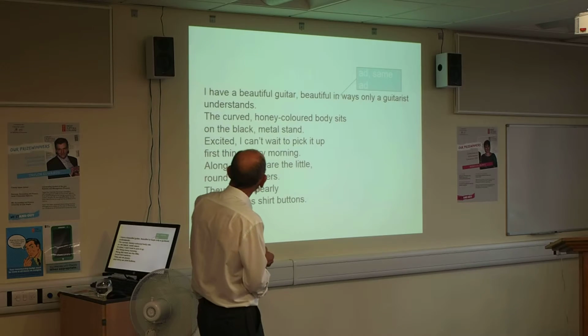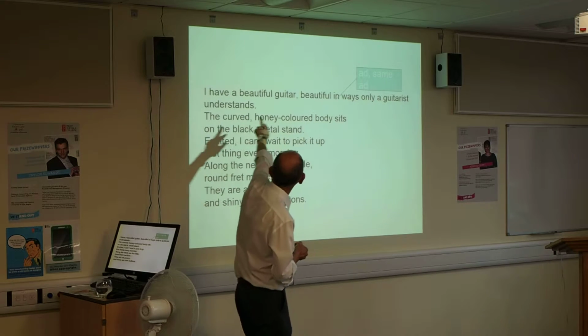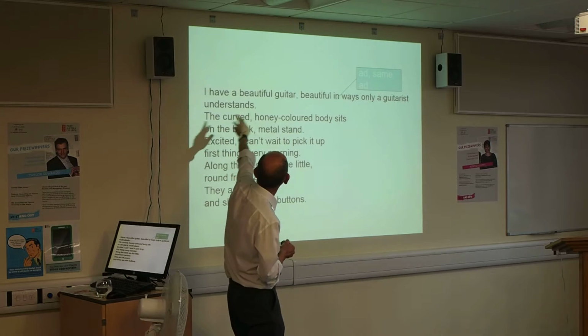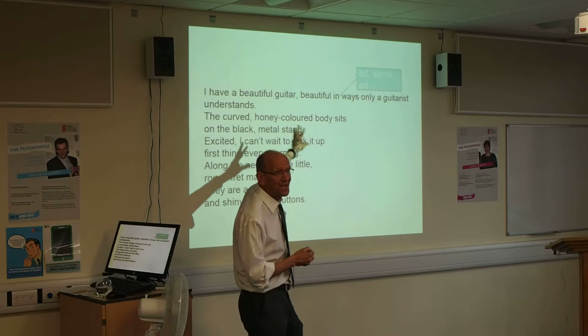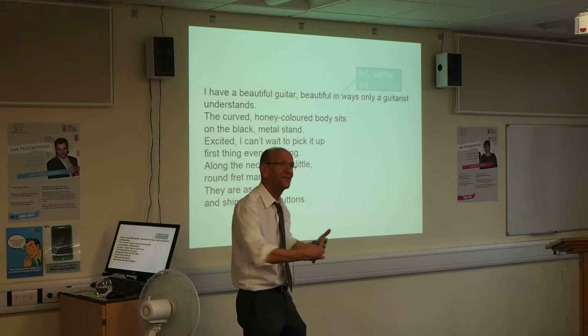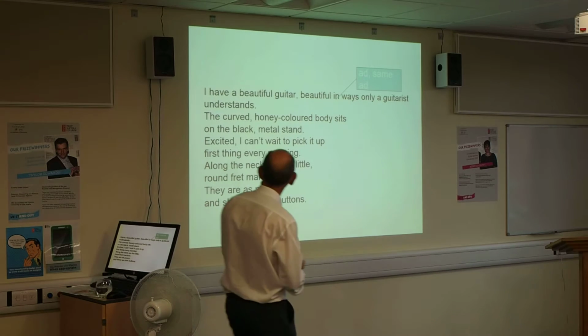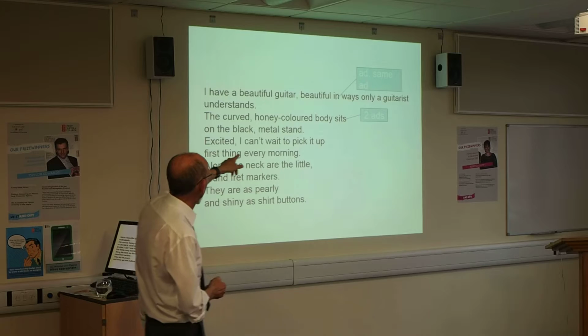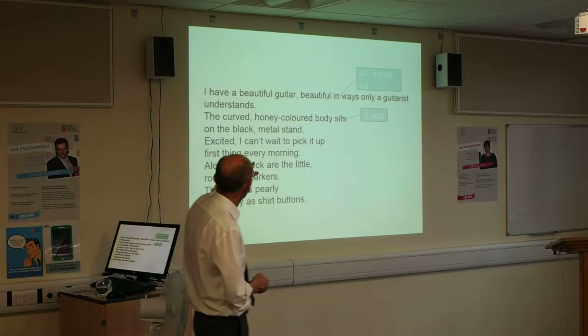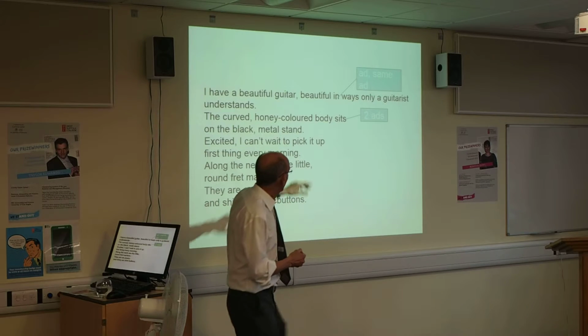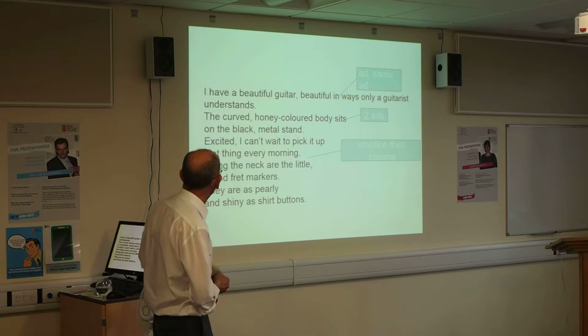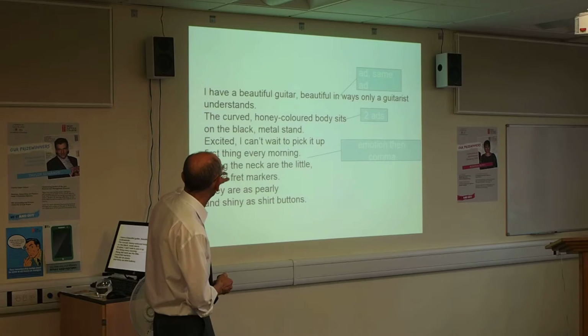So we looked at a sentence structure where we had that repetition. "I have a beautiful guitar, beautiful in ways only the guitarist understands." So he knew he had to use that kind of sentence structure. Okay? "The curved, honey-coloured body sits on the black metal stand." Okay? We've got two adjectives there. "Excited, I can't wait to pick it up first thing in the morning."